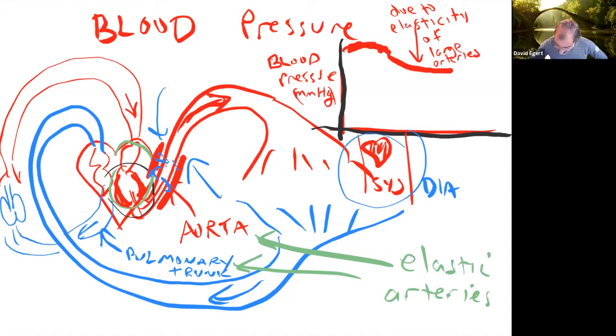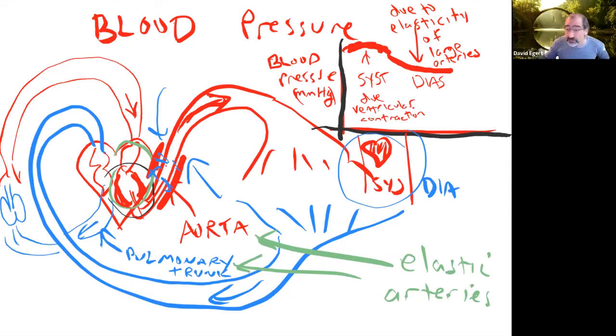So this is what we call my diastolic pressure, as opposed to the systolic pressure, which is due to the ventricular contraction. So when the heart is beating in systole, you've got pressure generated by the heart muscle. During diastole, the pressure drops, but it doesn't drop to zero. It stays pretty high because the elasticity of the large arteries is compressing and keeping the pressure up.